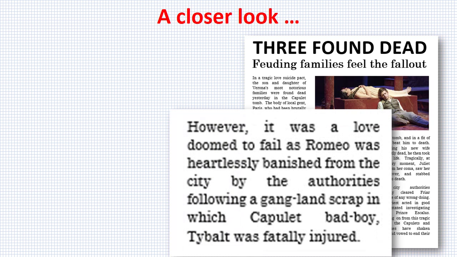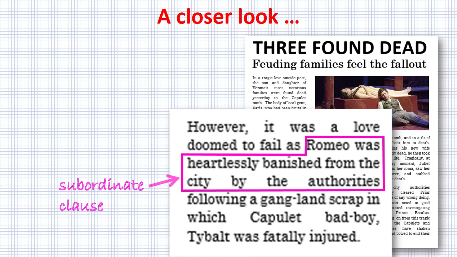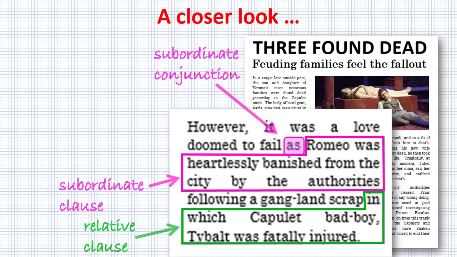Another way that the writer packs in the detail is with the combination of subordination and relative clauses. So here is a subordinate clause with the conjunction, and here is a relative clause. And it's this kind of combination which allows the writer to use really long sentences packed full of detail.